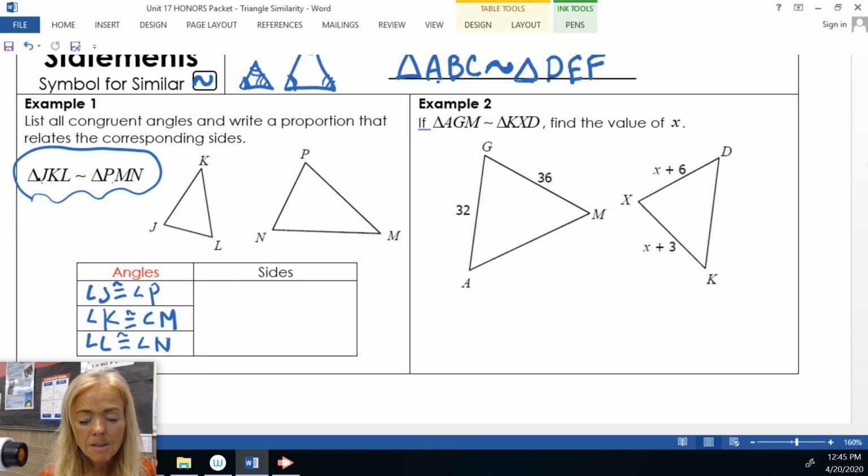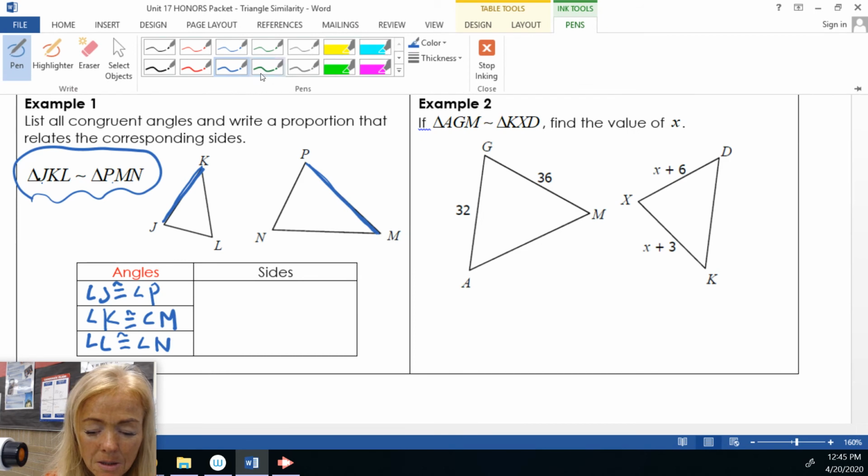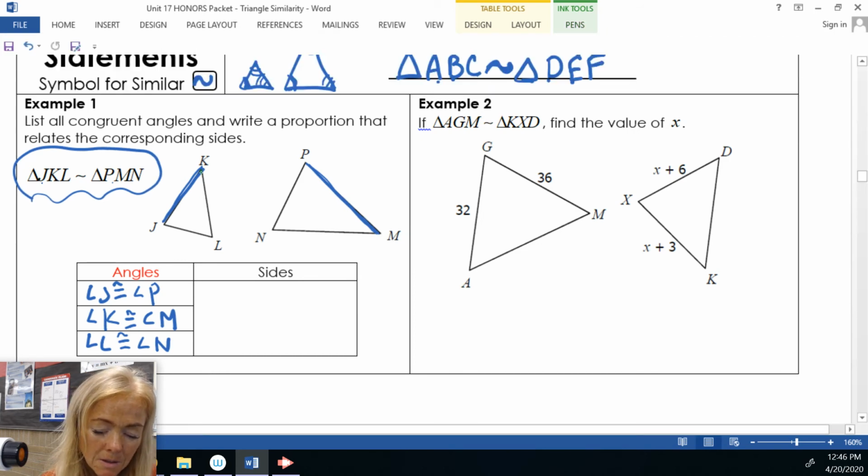Now, the sides are a little tricky. I like to mark these because sometimes they're not lined up correctly. If you notice, JK are the first 2 in the first statement, and PM are the first 2 in the second triangle, so those line up together. Now I'm going to mark the next set. KL is right here, and MN is the one it lines up with. So you have to be careful with that. And then lastly, we have JL, and according to our statement, JL lines up with PN.